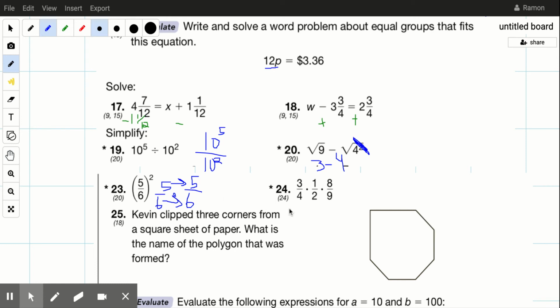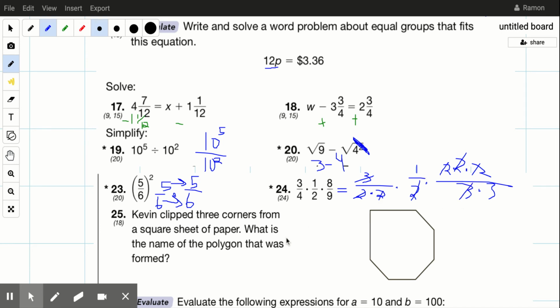24, we have 3/4 times 1/2 times 8/9. And again, we can write this out as prime factorization, as a set of prime factors. So instead of 4, it's 2 times 2. 1/2 is already a prime number, so we just keep it that way. 8/9 is 2 times 2 times 2 divided by 3 times 3. And then we can just cross out common factors that are on opposite sides, 1 to 1. And then we leave whatever's left.